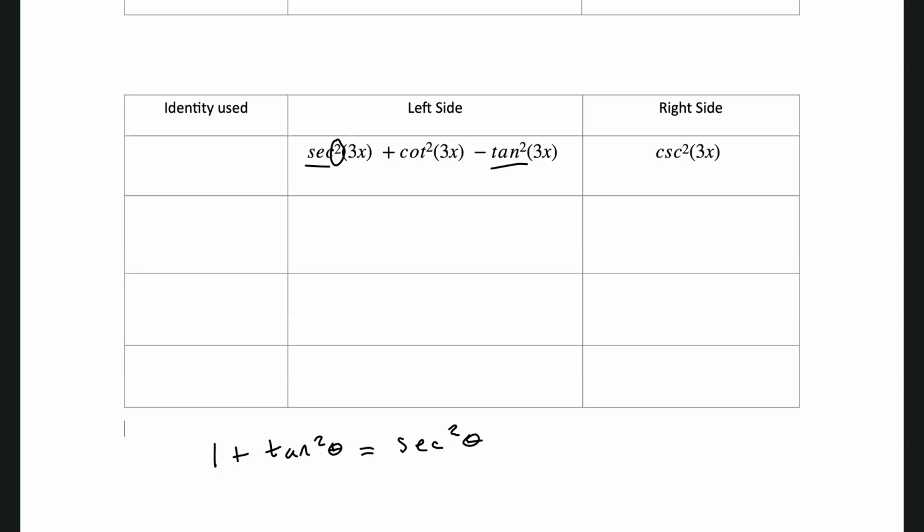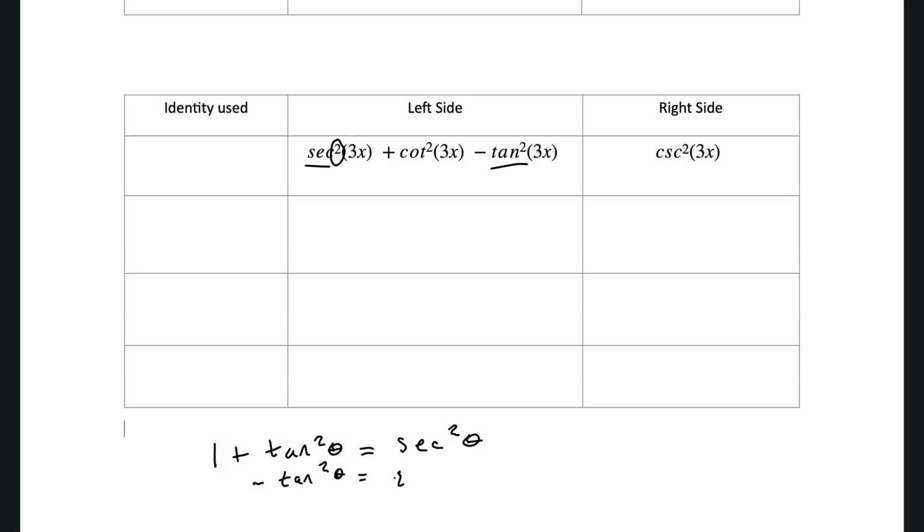Second thing, this identity does not look exactly like our problem. So what we want to do, either physically by writing it out on a scratch piece of paper or mentally, is we want to perform algebra on the identity itself. Now, the algebra that we're going to do is always going to be simple, subtracting, adding, dividing, whatever. And in this case, we want to have a negative tangent. So what I'm going to do is I'm going to subtract tangent squared over to the right side.